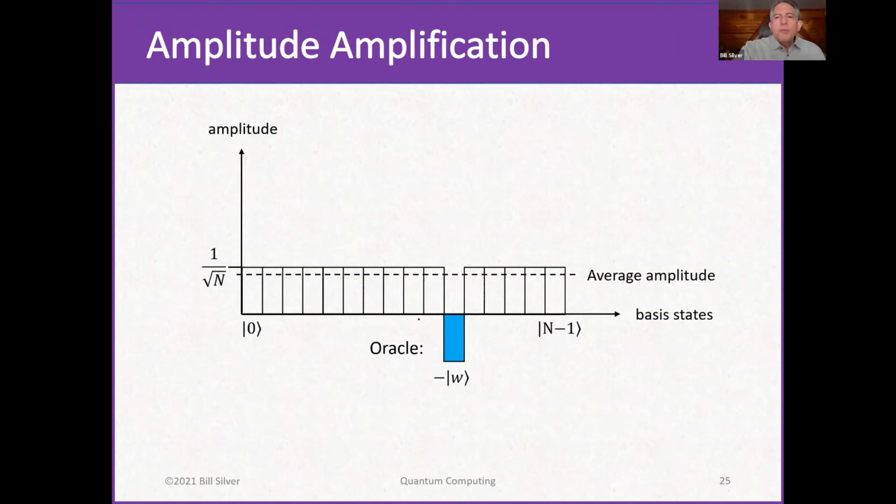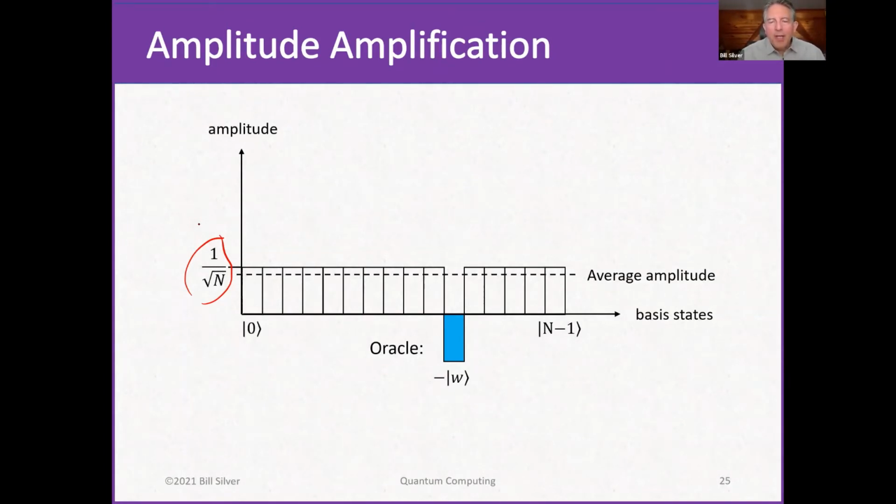That average is going to be slightly below the amplitude of most of them, because the negative amplitude of the winner state pulls the average down just a little bit. All right, so it'll be slightly below. Let's imagine again that we can compute that average amplitude. In a minute, I'm going to tell you how.